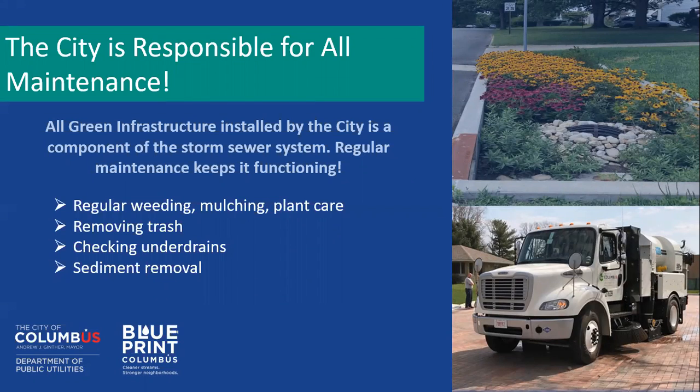And that means that we will maintain them. The city of Columbus is responsible for all maintenance on any rain garden that we build, forever. It is part of the storm sewer system, and that means that we must use regular maintenance to keep it functioning. About once a month, they'll come out, look for weeds, pull the weeds, check the mulch to make sure there's enough. They'll remove some trash or anything in the basin that's preventing the flowers or the plants from thriving, checking the underdrains and removing any sediment that's building up when necessary. They have a checklist, and they complete that once a month. It is not the responsibility of the resident to maintain that rain garden.